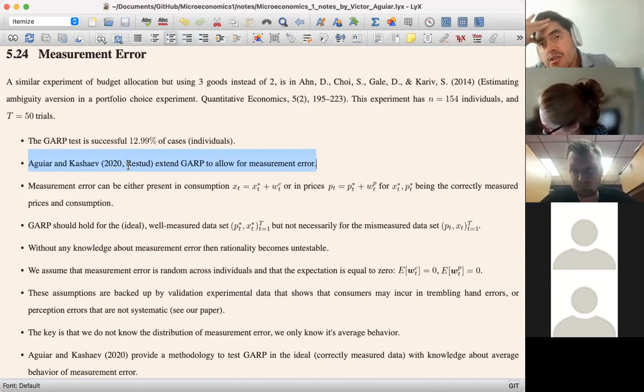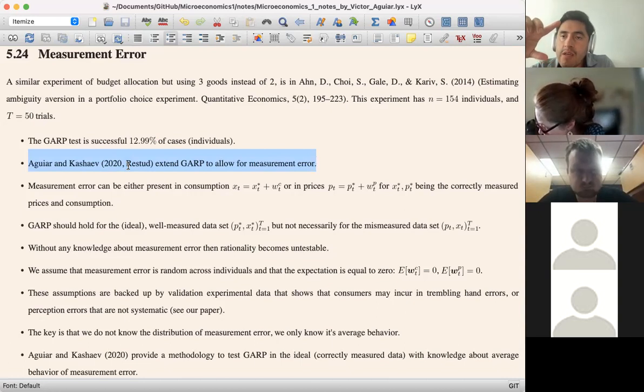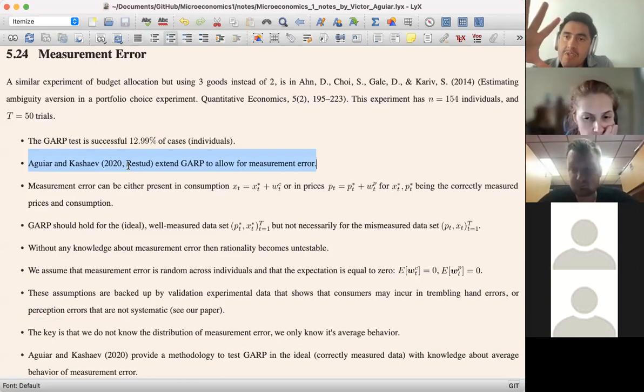So what possible noises have people documented in this experiment? There are two that are well documented. One of them is called trembling hand. When people are choosing using a mouse, there is some possible mistake made by the consumer by physically pointing to something that is different. There are some validation experiments where they try to measure this trembling hand error directly. They give a validation exercise to the same subject in a similar kind of experiment. They give a target coordinate, and they ask the consumers to point to that coordinate.